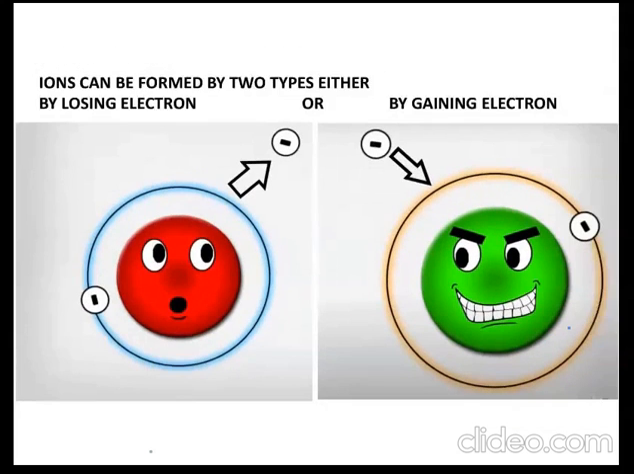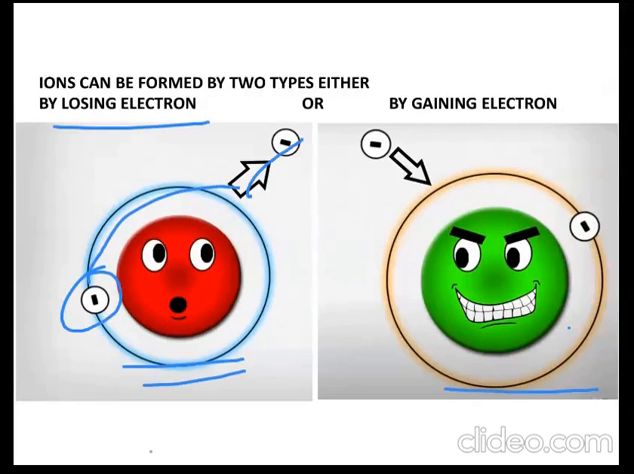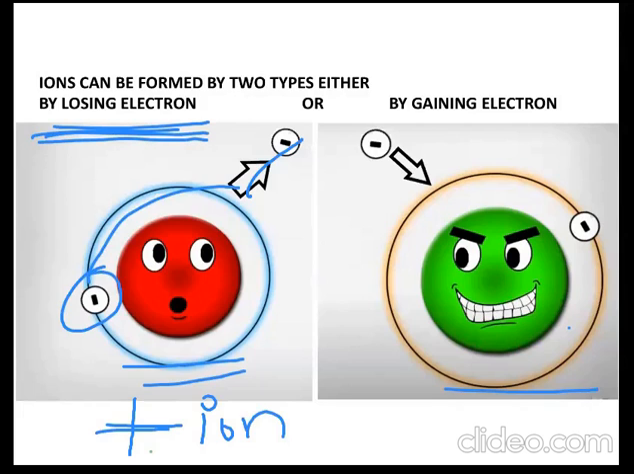So here you can see that this is an ion. This is also an ion. Here you can see that this electron has left and gone away. So this atom has lost an electron. If one negative charge has gone, now this will be a positive ion, because it has lost one negative charge, so now it has more positive charge, right? Because one negative has left.